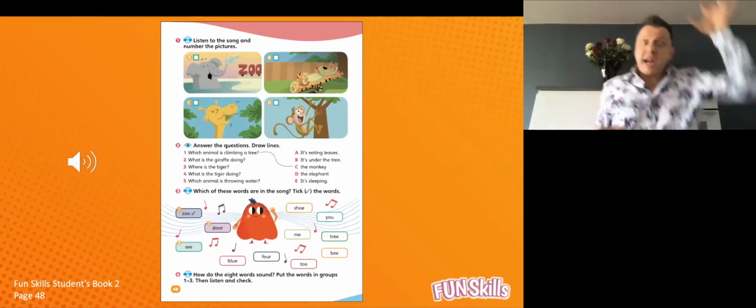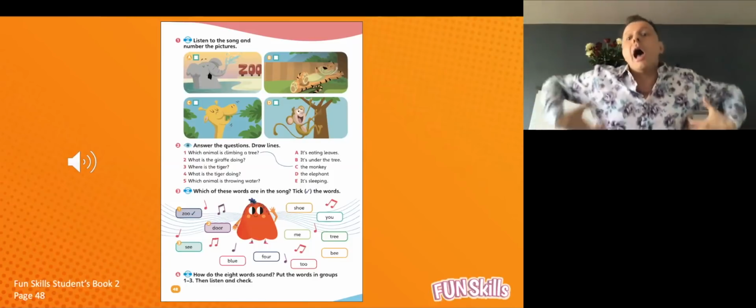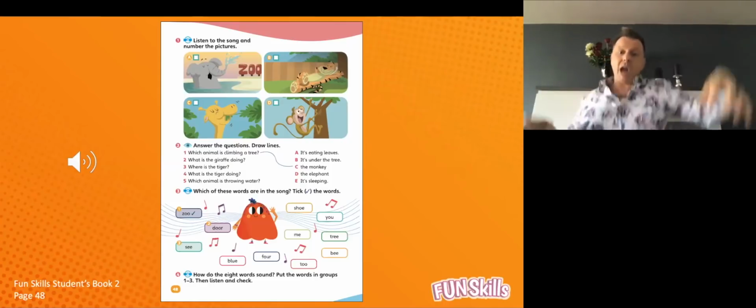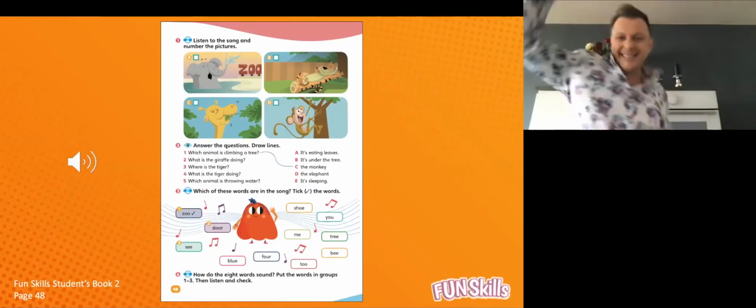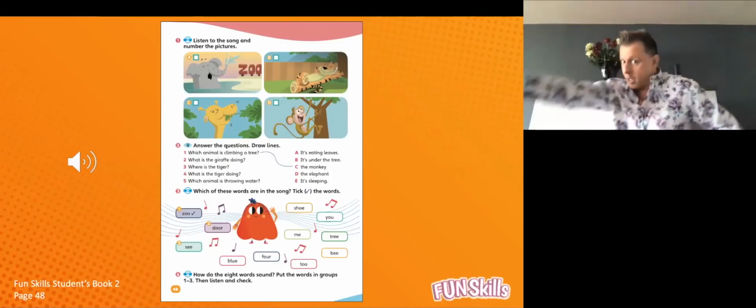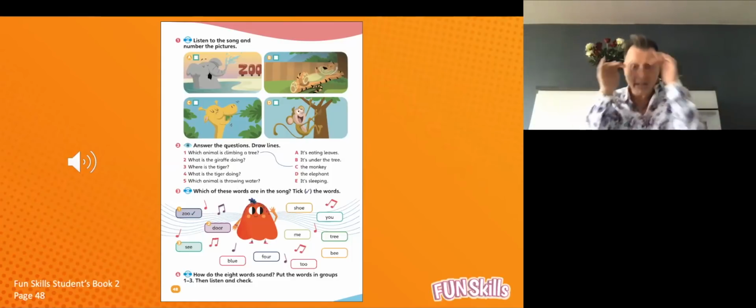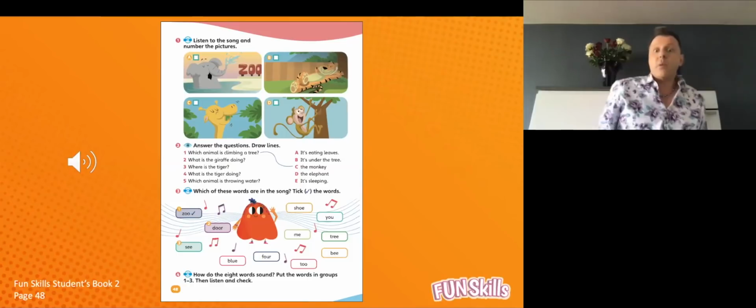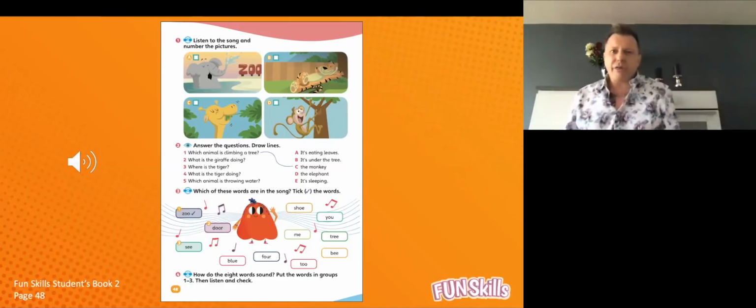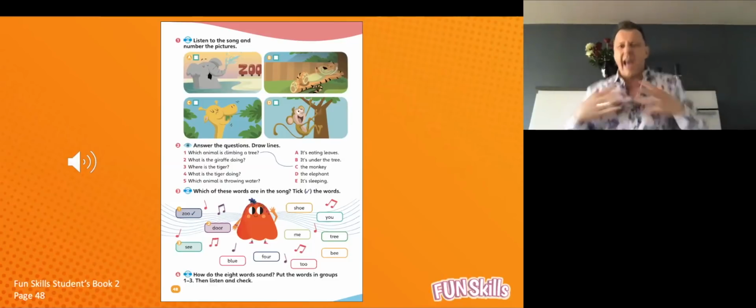It's climbing up the tree. A monkey climbing up the tree. Look, a big grey elephant. Can you see? It's throwing water over me. A big grey elephant throwing water over me.